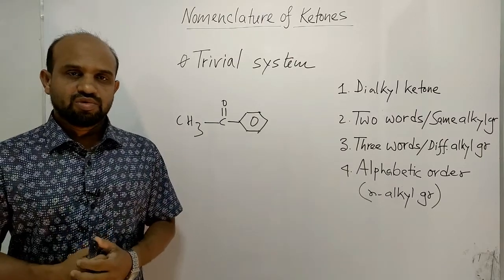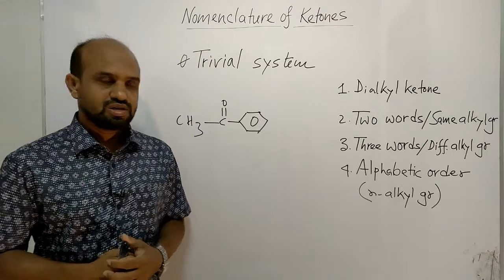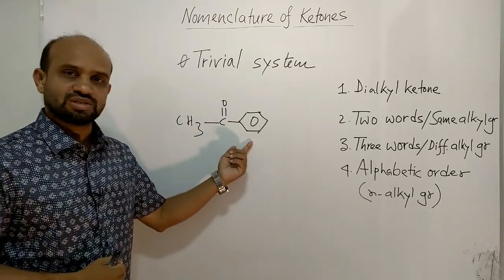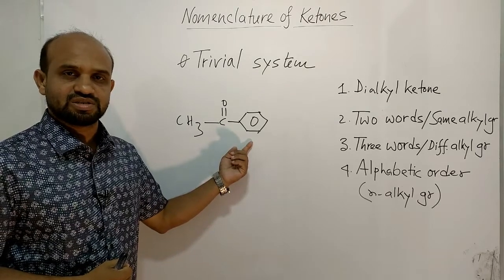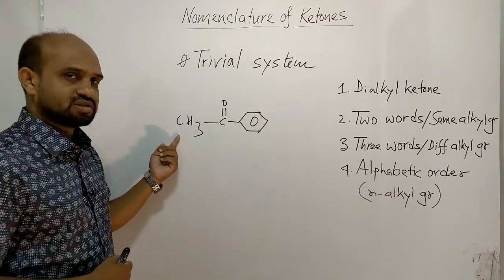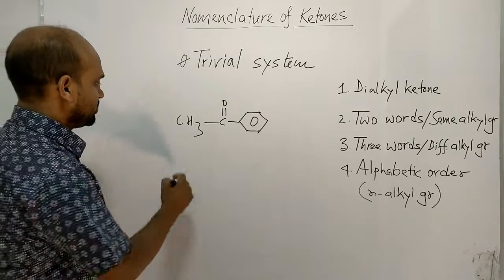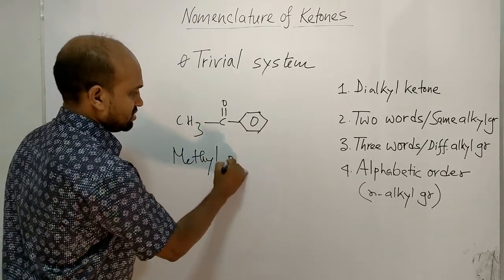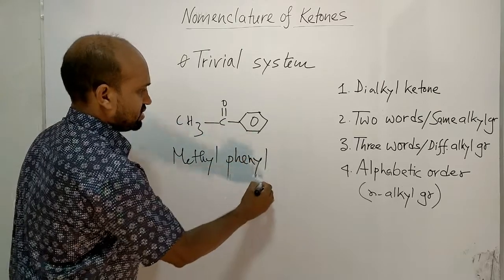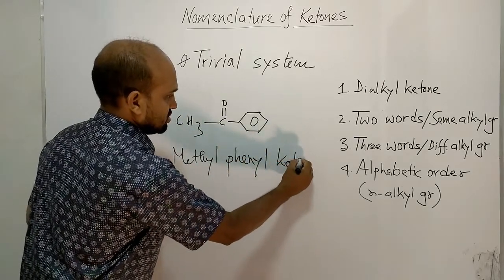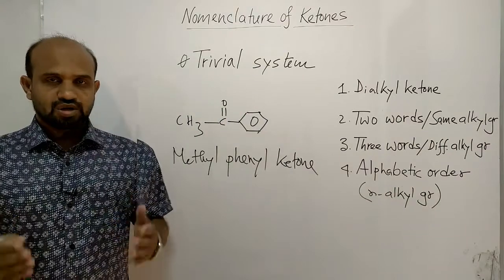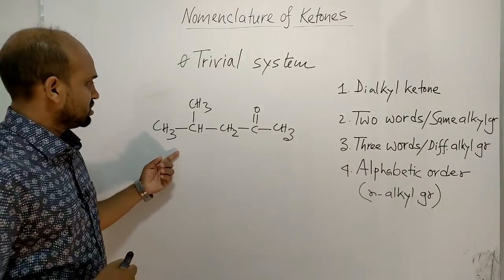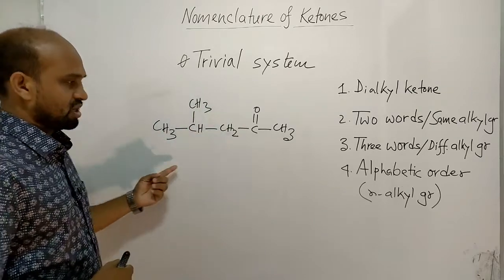Let's see the name of this compound. Here there are two groups. One is alkyl group, another one is aryl group, and its name is phenyl. This is methyl. Now its name will be methyl phenyl ketone.